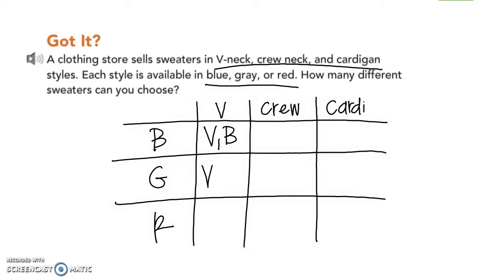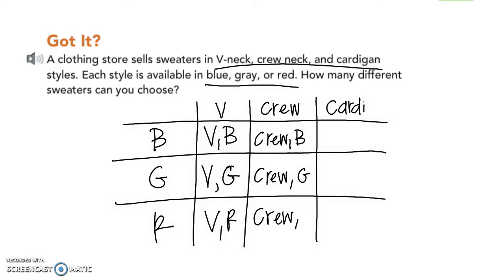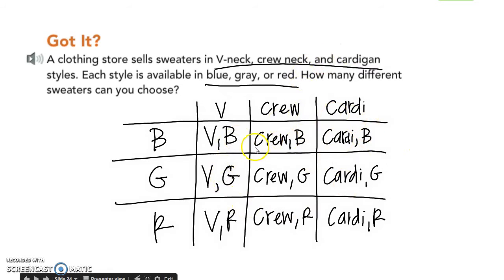V-neck blue, V-neck gray. There we go. V-neck red, crew neck blue, crew neck gray. Usually G is for green, but not this time. Crew neck red, cardigan blue, cardigan gray, cardigan red. And look at all of our possible outcomes in that organized table. How many outcomes do I have? I have 9 possible combinations.